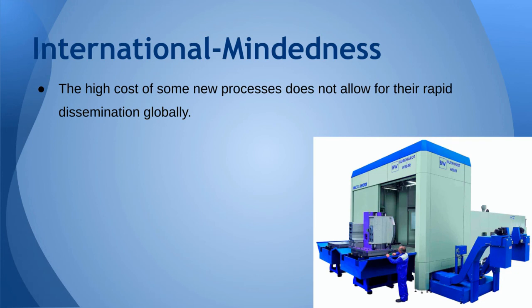International mindedness: the high cost of some new processes does not allow for their rapid dissemination globally. If you look at this machine here, some kind of big fancy mill, it's probably a very expensive machine. I would say it could easily be over $1 million. And a lot of countries don't have the kind of capital to purchase stuff like that. So new techniques and new technologies take a while to spread around the world.